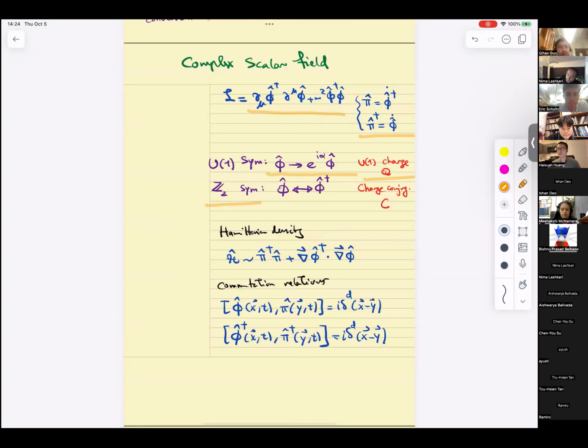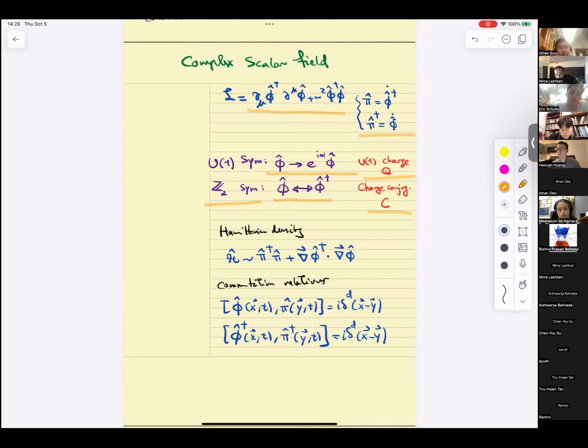You also have a Z2 symmetry that I hadn't mentioned in the past, but now is the time to discuss it. It swaps phi and phi dagger. It's complex conjugation. There's a charge associated with it. It's called C. I mentioned this charge in passing a lecture or two ago. Charge conjugation.